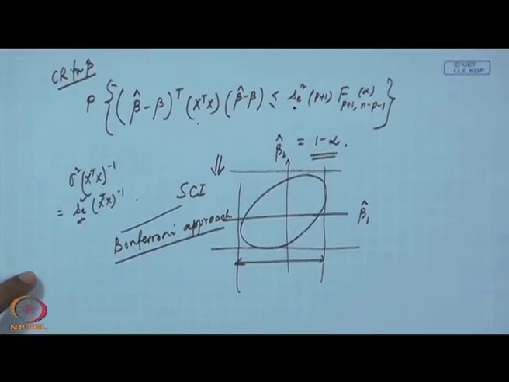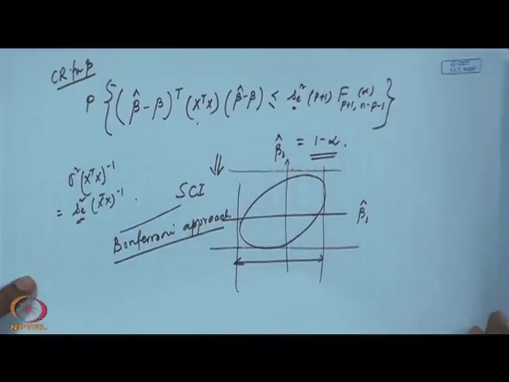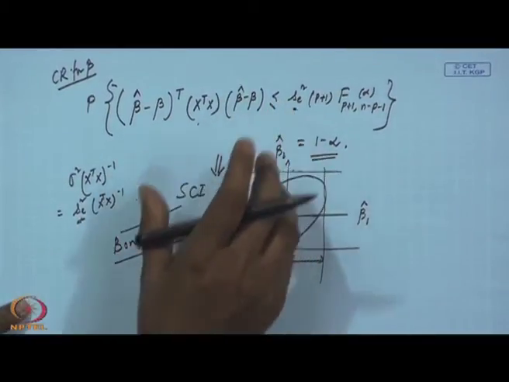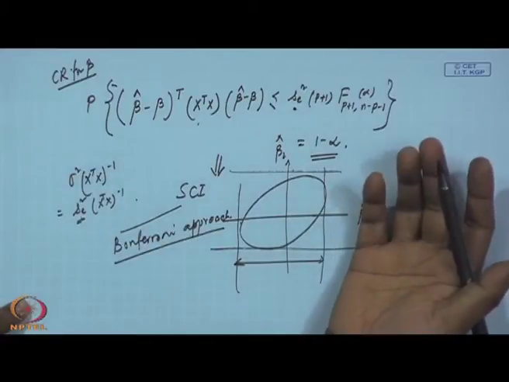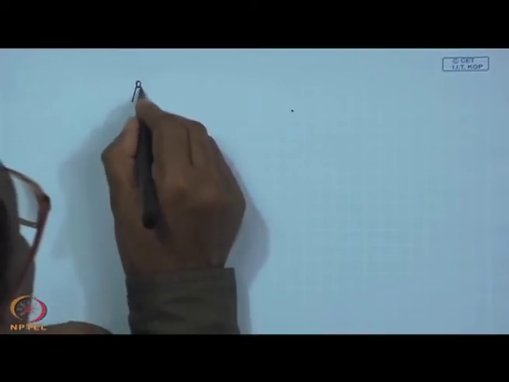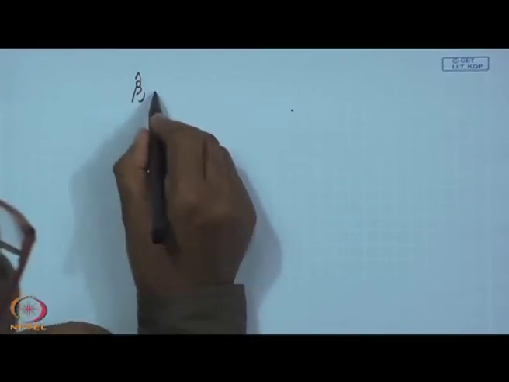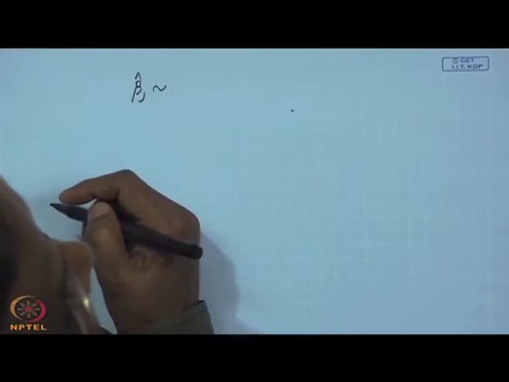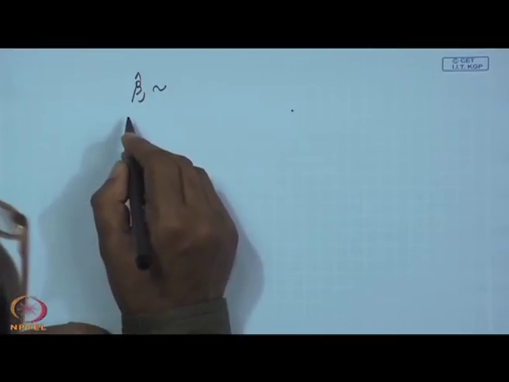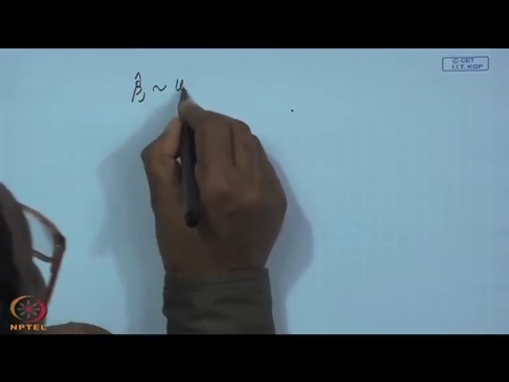And in regression, when you test individual parameters, interestingly this situation will arise: if I go for beta j cap instead of beta cap, what will be the distribution of this? This will be univariate normal, one variable. So, this will be univariate normal.